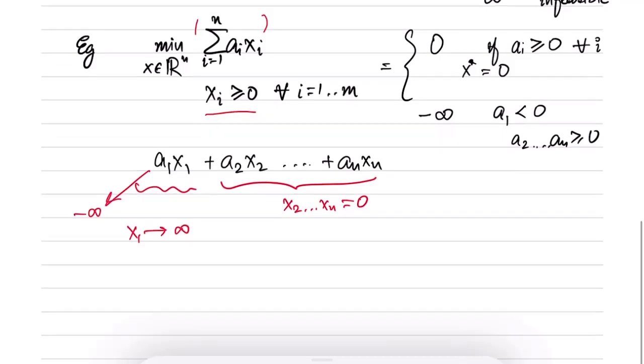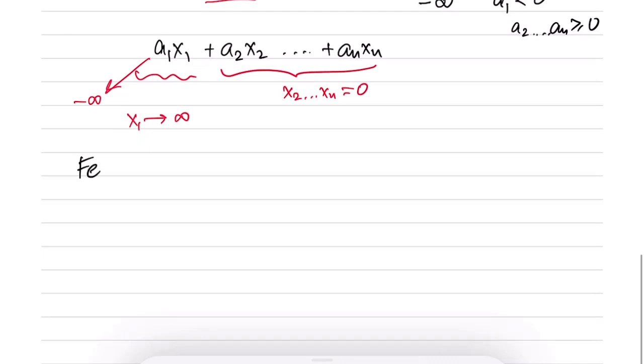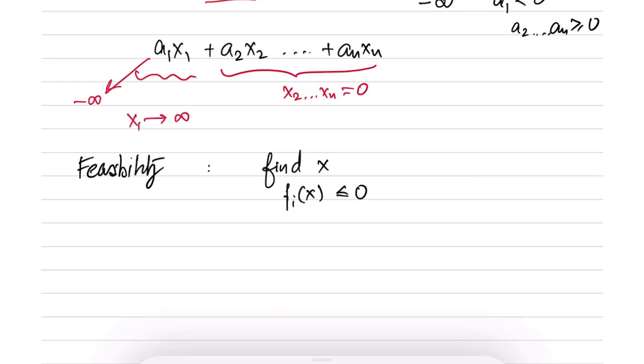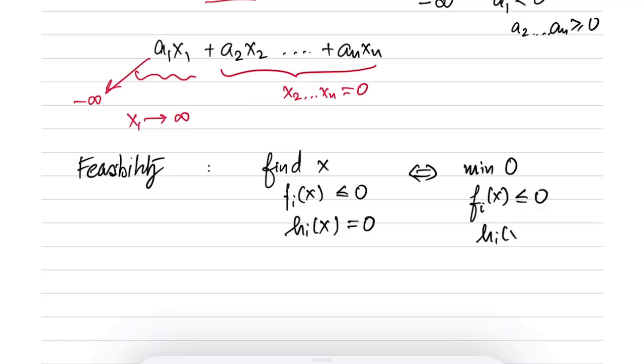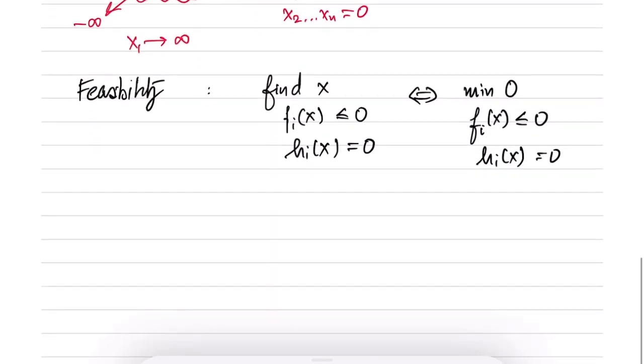There is also a special type of problem called the feasibility problem. A feasibility problem is one where we just want to find an x such that all the constraints are satisfied. Another way to write this problem is to write minimize 0 subject to fi of x less than or equal to 0, hi of x equal to 0. So it's just another way of writing it, or you can think of it as another notation.